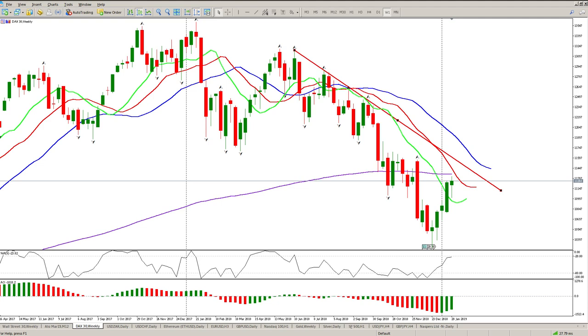So a couple of things. Firstly, we've got this downward trend line. We haven't really come to it. We have the weekly 200 EMA coming up, which is this purple line. I'm just going to put this level in here.